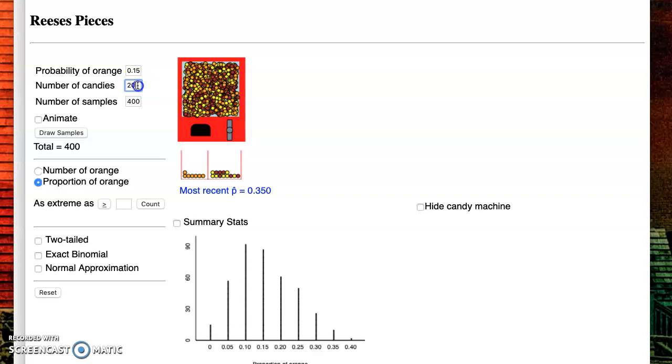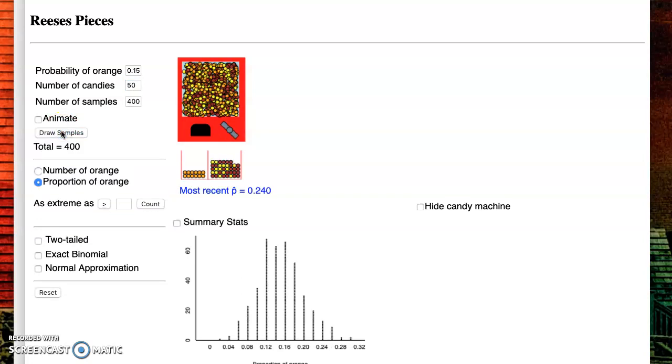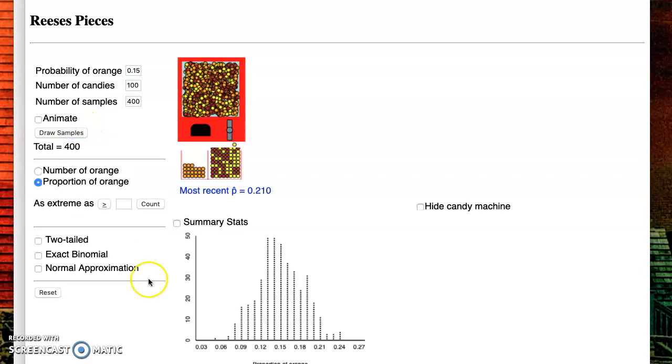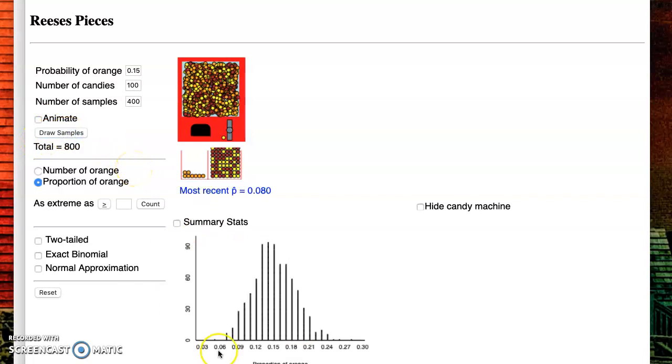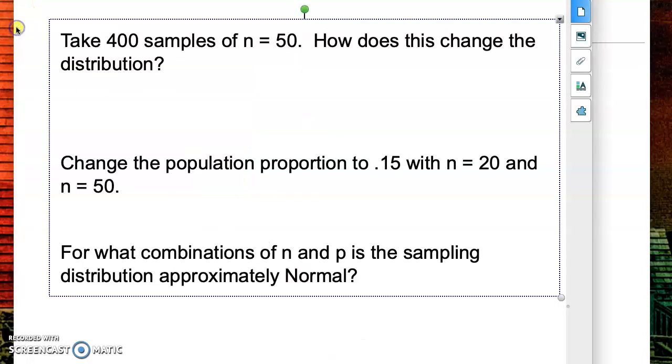And then if I change the number of candies to 50 with 0.15, let's see what that's going to look like. And it's looking a little more normal, but still just slightly skewed. And now I'm going to change my number of candies to 100. And this is a little bit more normal. Let's do another 400 just to see. Okay, so you can see it's getting to be more normal. So it turns out there's a rule for this.